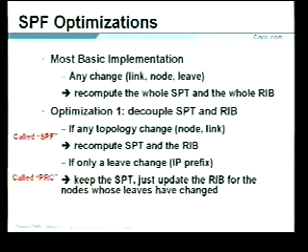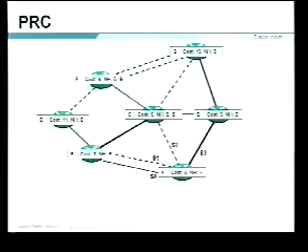So the first thing that a human being would do is that if there is a change in the network that doesn't impact the tree, you should not recompute the tree. You take the tree that you computed before and you just update the routing table with the change in terms of leaf. This is the first optimization. It's called PRC, partial route computation.